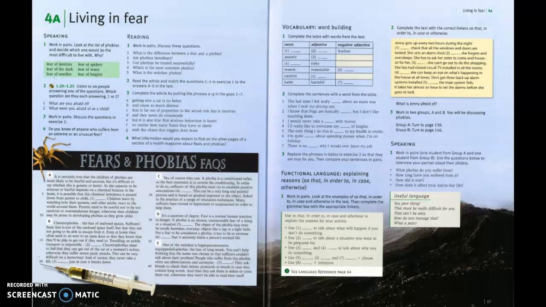Then number 3 is quite nice. It personalizes the task. So we go back to exercise 2, and this time the students replace the phrases in italics so that they are true for them. So for example, the last time I felt really anxious about an exam was when I took my English test to start a course at college. Or number 2, I know that spiders are basically harmless in this country, but I don't like touching them.